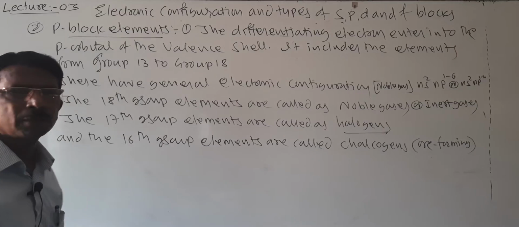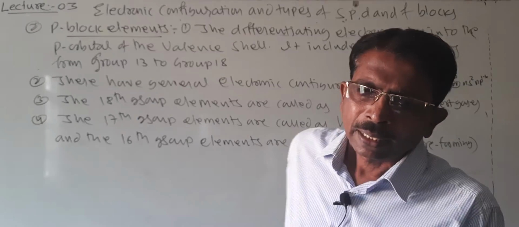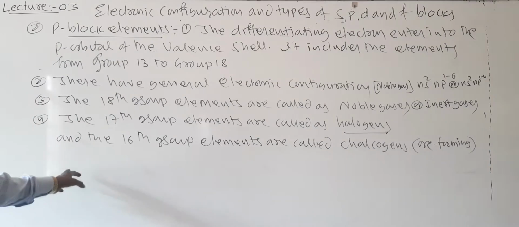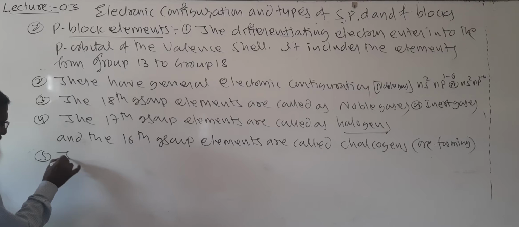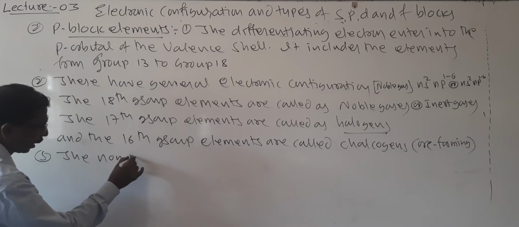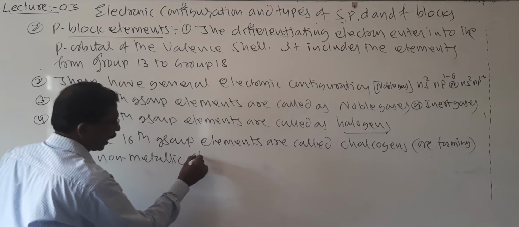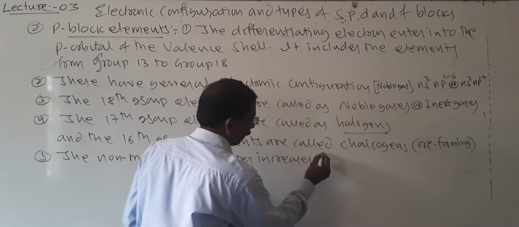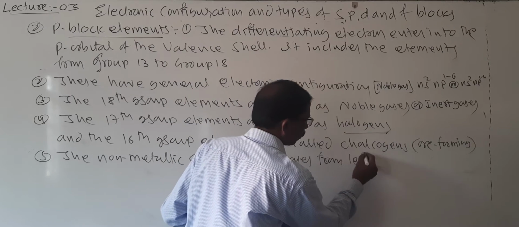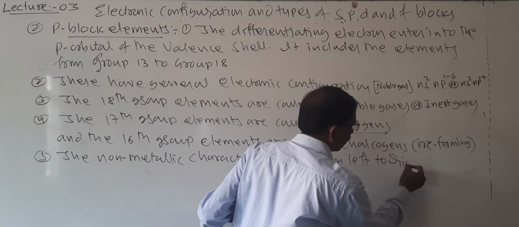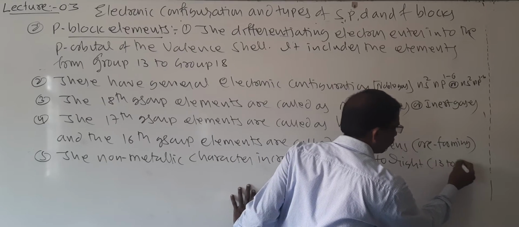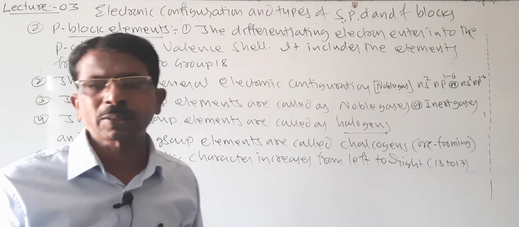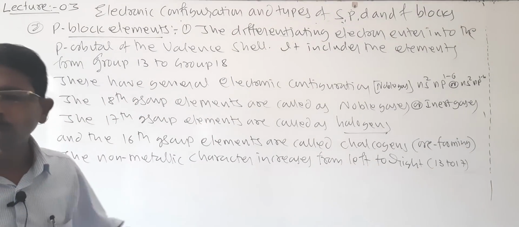So chalcogens. So then here, remember students, almost all these are non-metals. Here the non-metallic character increases from left to right, means 13 to that is 17th, not 18. 18 are noble gases. So from left to right.